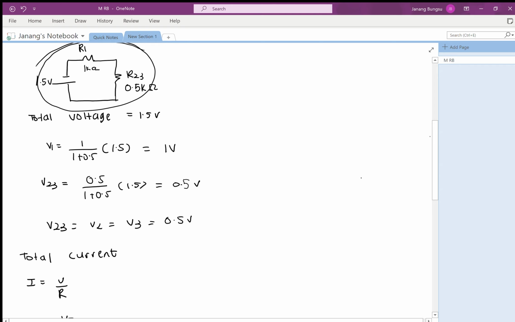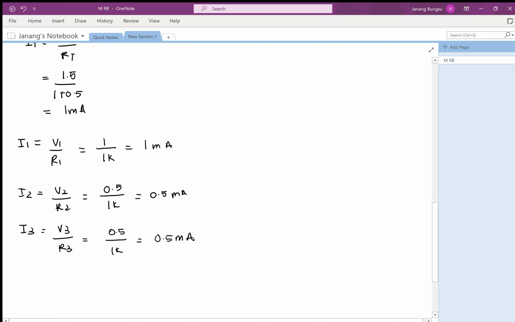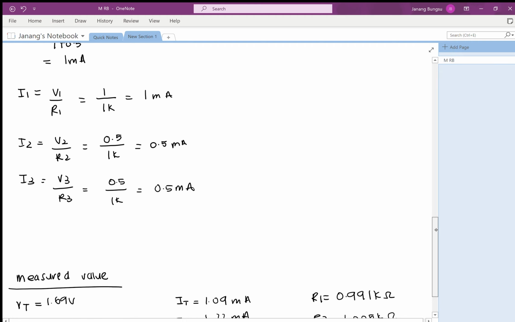Okay, so now we're moving on to current values. To find the total current, we can use Ohm's law because we already know the total voltage and we can calculate the total resistance. So I total will be equal to V total divided by R total. That gives us I total is equal to 1 milliamp. Then we can use Ohm's law as well to find the partial currents. So I1 is equal to 1 milliamp, I2 is equal to 0.5 milliamp, and I3 is equal to 0.5 milliamps.